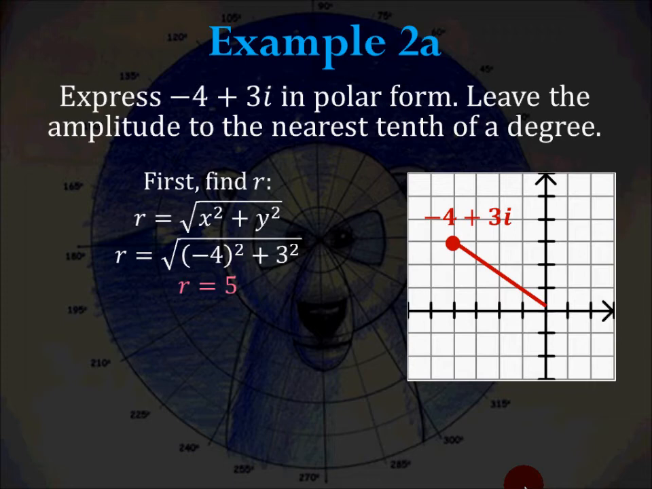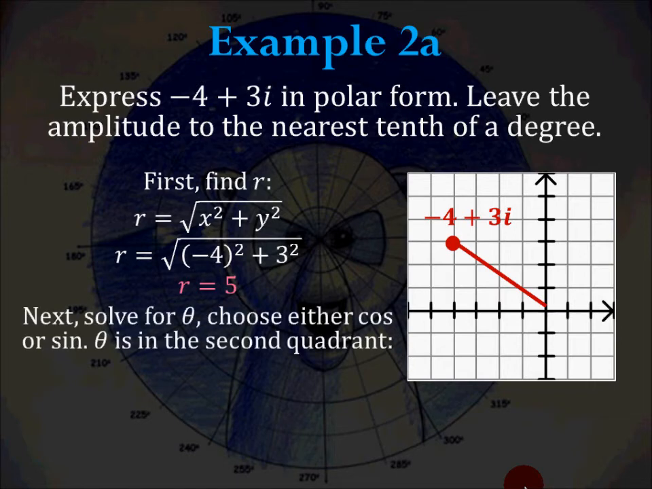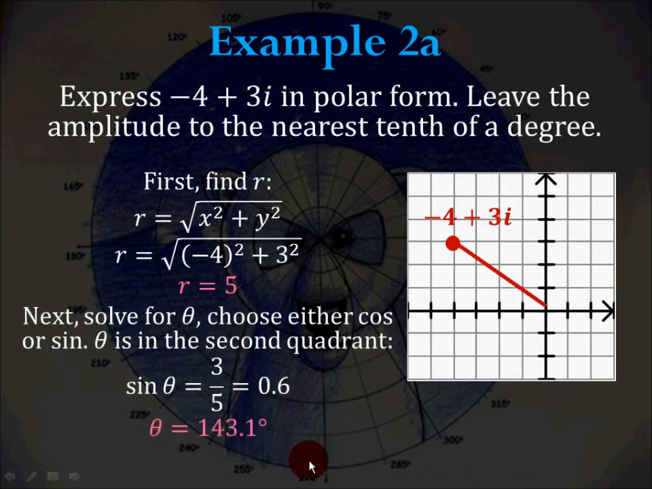So now you have r. Now you need to find theta. Now, to solve for theta, you can choose either cosine or sine. It doesn't matter which. Just remember, your theta should be in the second quadrant because the coordinate of your point is in the second quadrant. So your theta really should be between 90 and 180. So if we use sine, sine is y over r. So that's 3 over 5 or 0.6, which means you will get a reference angle of, I'm going to guess, 36.9 degrees. But don't forget you need to find the second quadrant angle because your coordinate is in the second quadrant, which means theta is going to be between 90 and 180. So the answer here is 143.1 degrees.